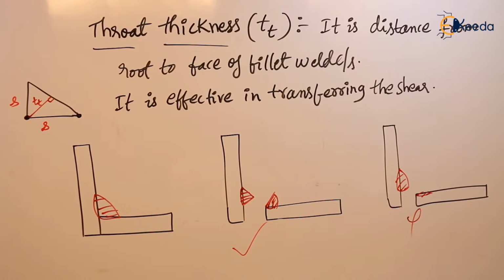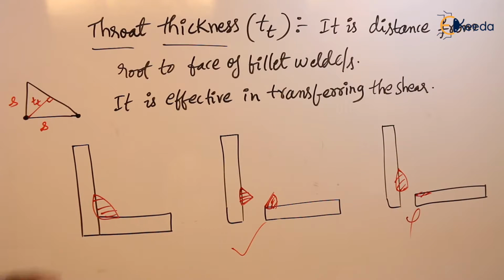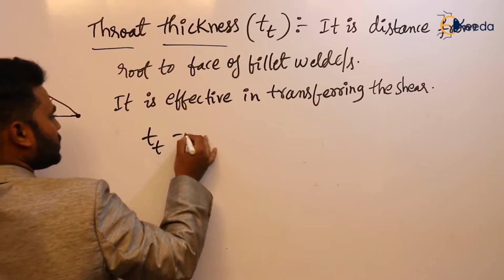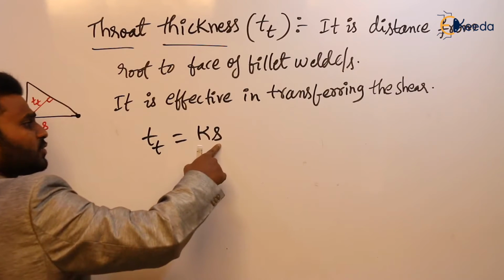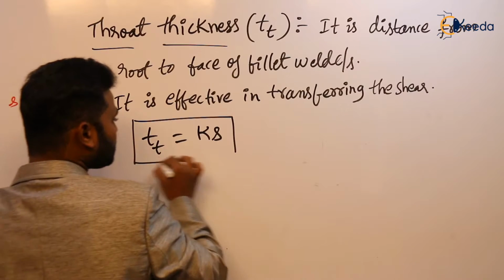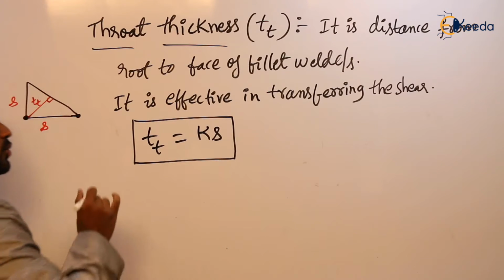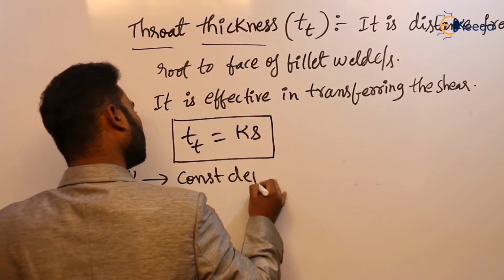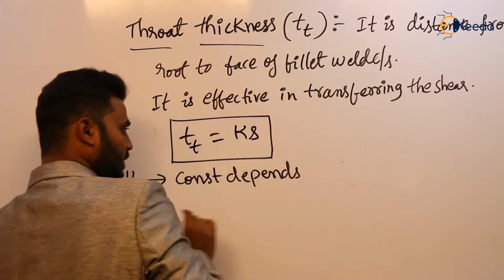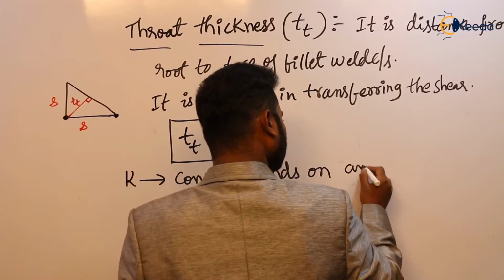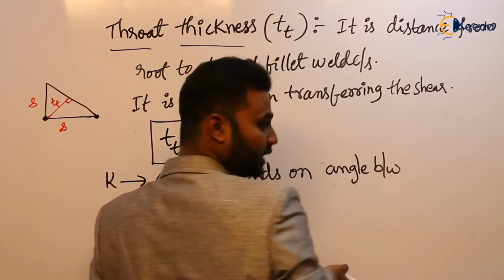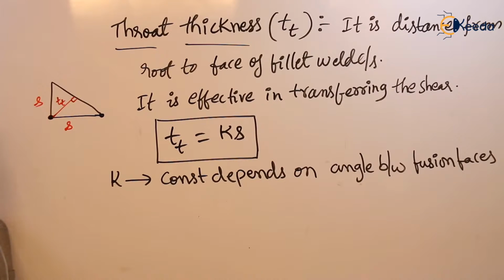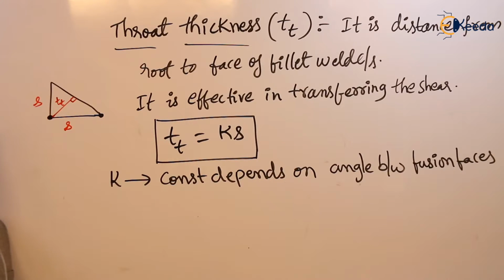Now let us see the provisions regarding this throat thickness. I'm going to rub this diagram. Now the throat thickness is TT, which is equal to KS. What is S? We know S: S is the size of the fillet weld cross section. Now K, what is K? That is unknown to us. K is a constant, which depends on the angle between the connecting faces, or fusion faces.